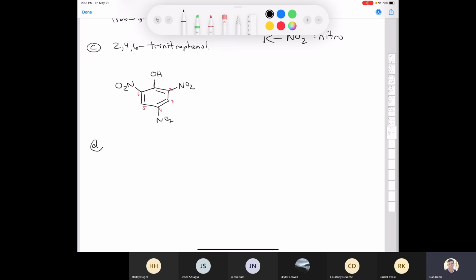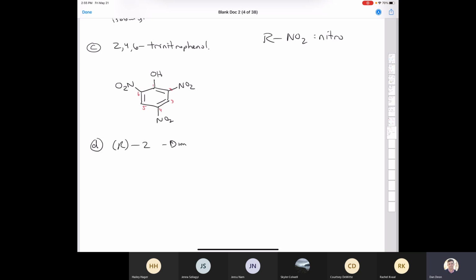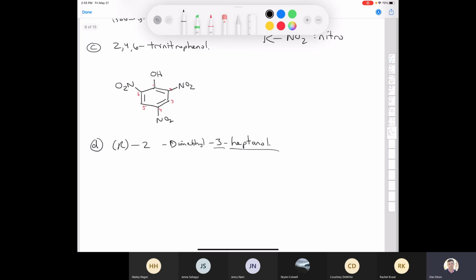D has a stereocenter. It's R-2,2-dimethyl-3-heptanol. So we know that the parent has 7 carbons and it's got a hydroxyl on the third carbon. It's kind of not my neatest writing here. Oh, there we go, I'm missing the number 2. 2,2-dimethyl-3-heptanol. So let's draw it, 7 carbons.